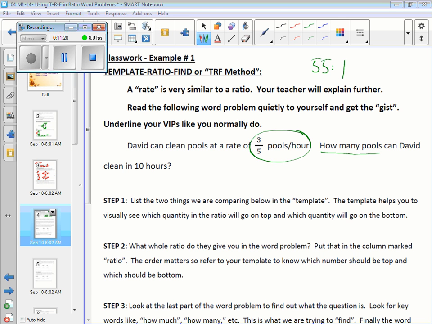Because we're going to need that value. It's an important number. How many pools will you clean? 10 hours is my second piece of information that I need. I now have everything I need to figure out how many pools it will take for 10 hours.